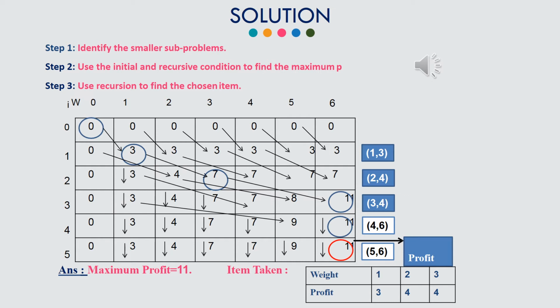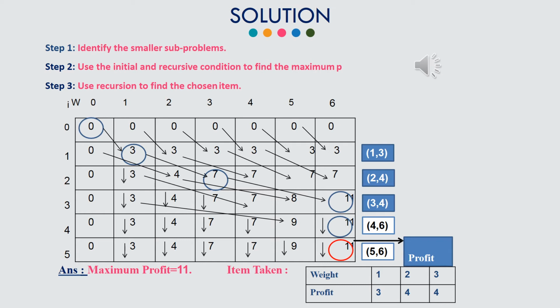Next, the first item. For the first weight we have the profit 3. So at the intersection of weight 1 and item 1 we place the value 3. The 3 is the profit. After that there is no new value, so we keep the same value 3 in the remaining cells.